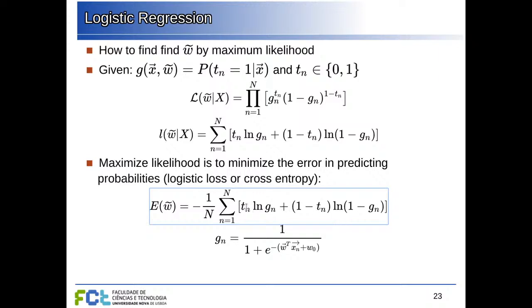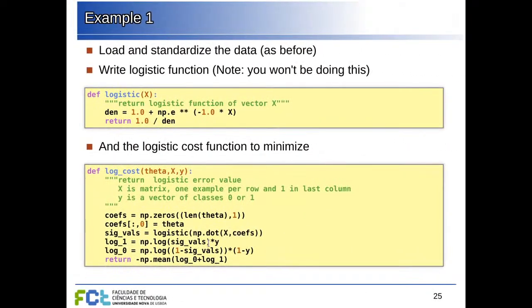This means that those that belong to class 1 will use only this part, because the other part will be 0, and those that belong to class 0 will use only the other part, because this part will be 0. So this is what we're going to add here. We take the logarithm for those that belong to class 1 and for class 0, and then we add the two, and we take minus the average of this.